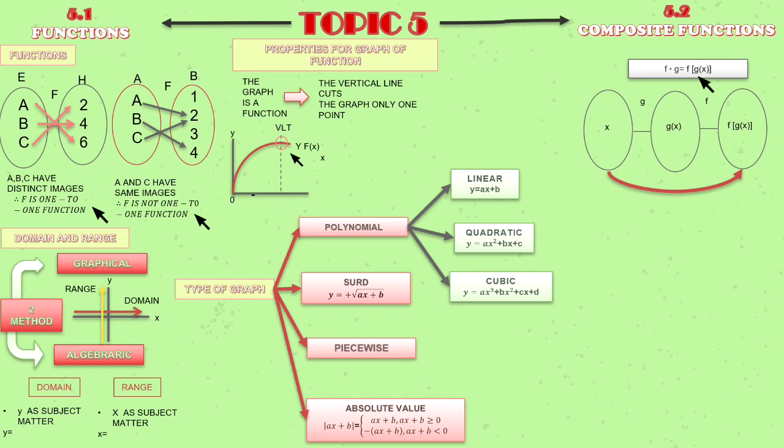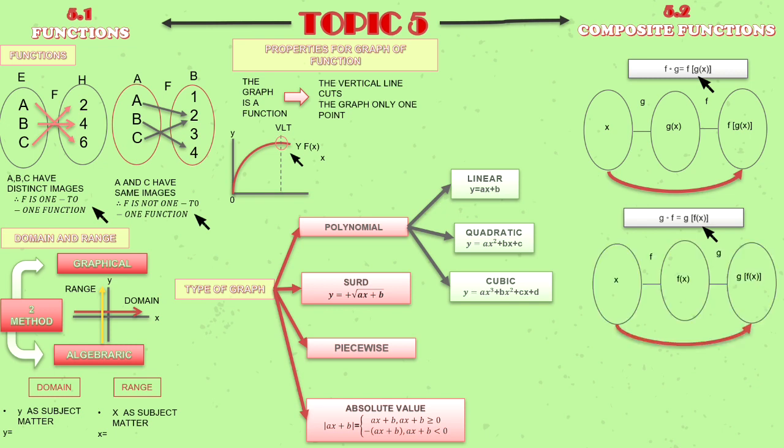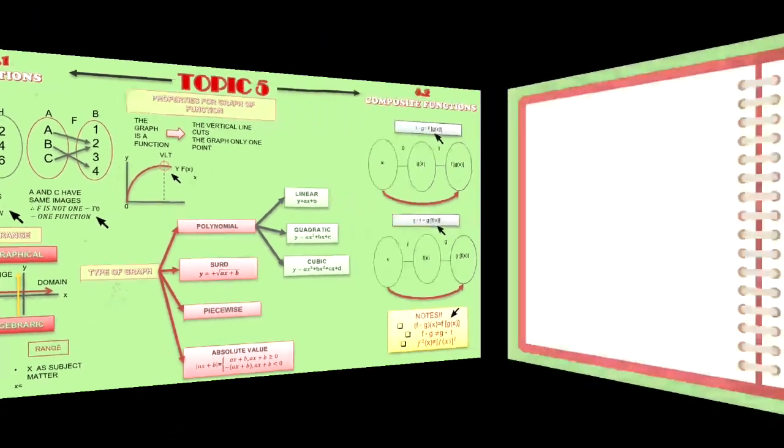For this one, g of f of x equals g(f(x)), like this, when f(x) is the subject of function g. From the arrow diagram, we can see x is the subject of function f and f(x) is now the subject for function g. Note that f of g does not equal g of f. Last one, f squared x does not equal f(x) squared.